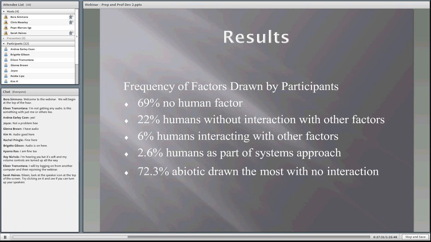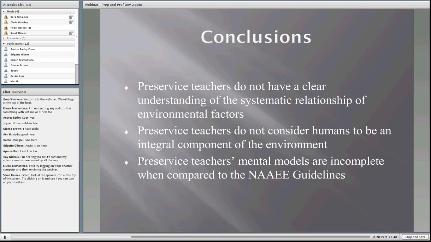We have now done almost 400 drawings of pre-service teachers. These are our future teachers, undergraduates in the elementary and early childhood program. Some of the results help shape what we're doing. 69% of all those drawings had no humans in them. 22% had humans, but they weren't interacting with any other factors. Only 6% had humans interacting with the abiotic, the living, and the built. A little over 2% had humans as part of a systems approach, and the factor drawn the most was abiotic: wind, sun, rocks, those kinds of things.